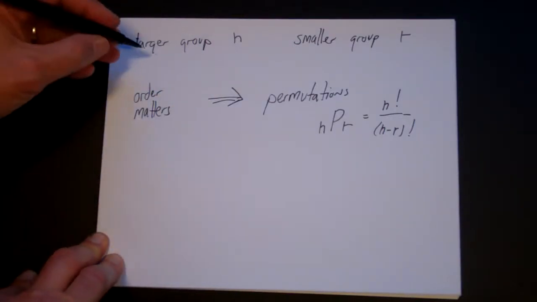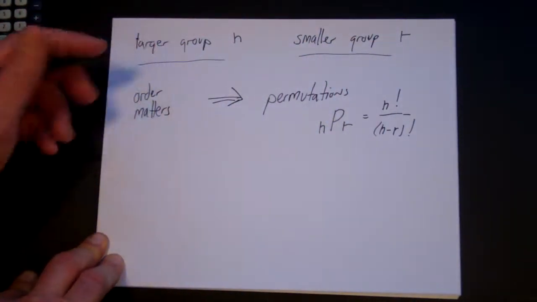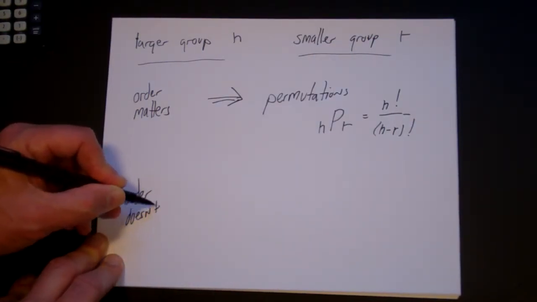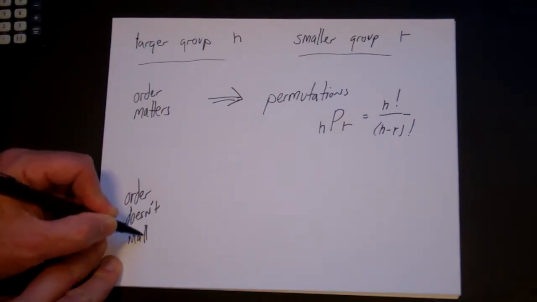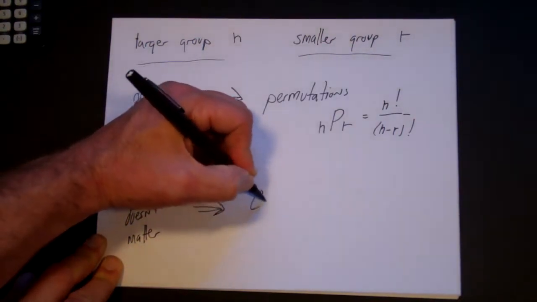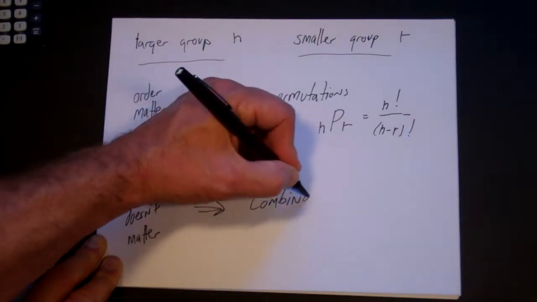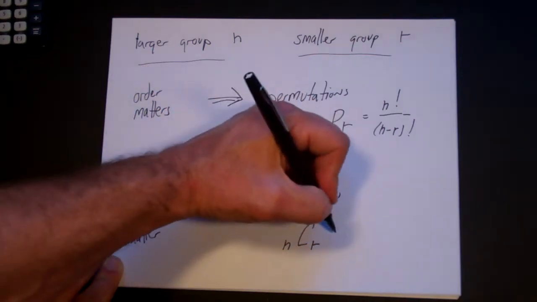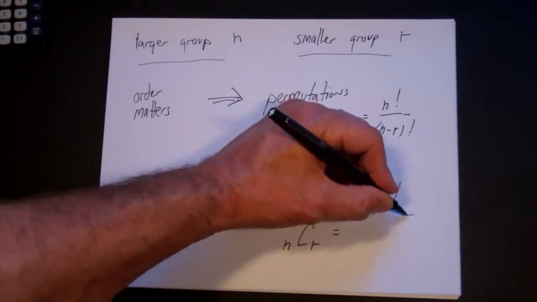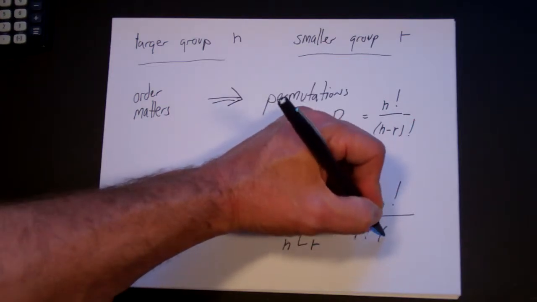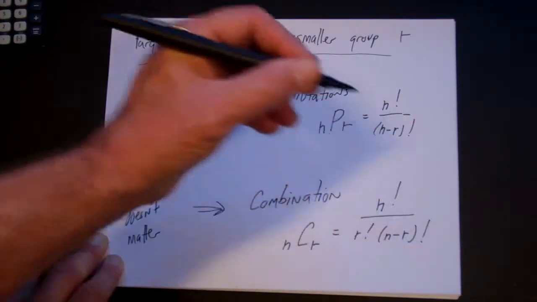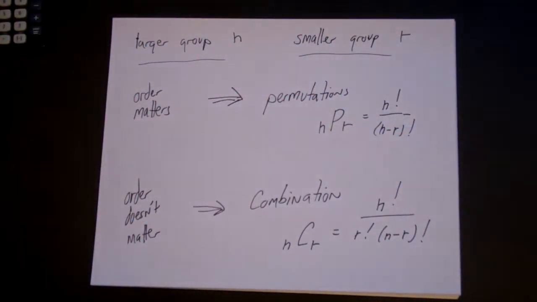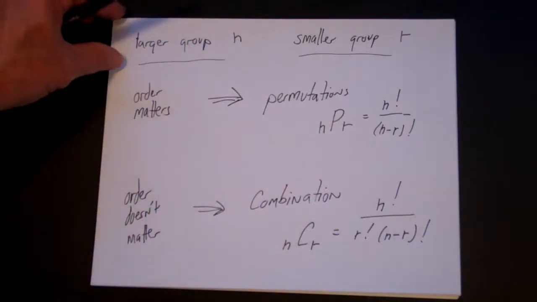If we're going to, again, choose a smaller group R from a larger group N, but order doesn't matter, then that's going to be called a combination. And the formula is going to be NCR, or n factorial over r factorial times n minus r factorial. You could either plug these in and do them by hand, or almost all calculators are going to have NPR and NCR buttons.